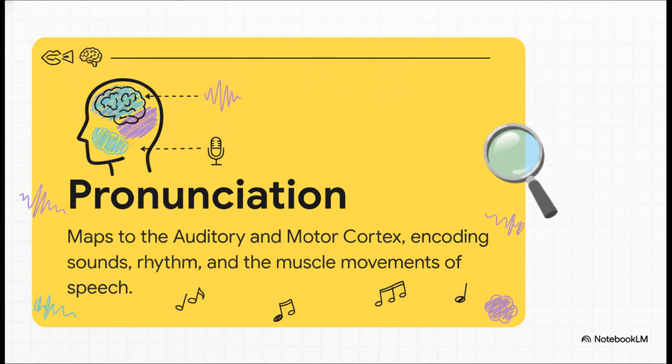This zone maps directly to the auditory and motor cortex. And this is super important because it's a 2-for-1 deal. You're engaging the part of the brain that hears sounds and the part that tells your mouth how to move to make those sounds. So it's not just about listening, it's about speaking too.